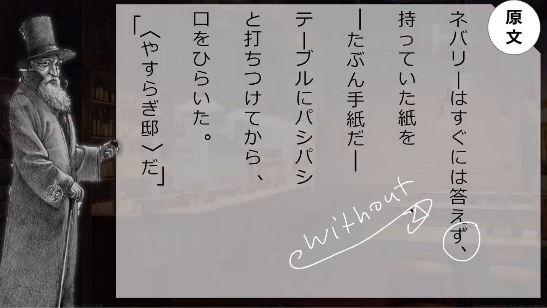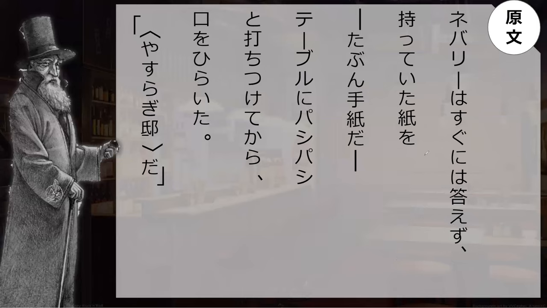So this wa and the zu go together? No. In a unit of meaning, in the sentence, yes. As a grammatical function, no. Zu is the thing that means without. The sentence could just be nebiri wa kotaezu. We are modifying kotaezu with suguni kotaezu, then suguni wa kotaezu. Wa, as you already know, is the topic marker.